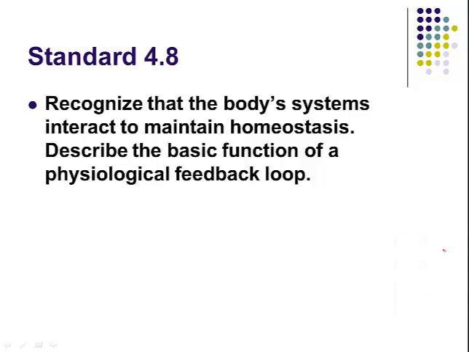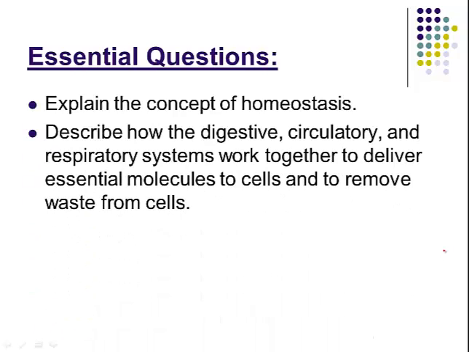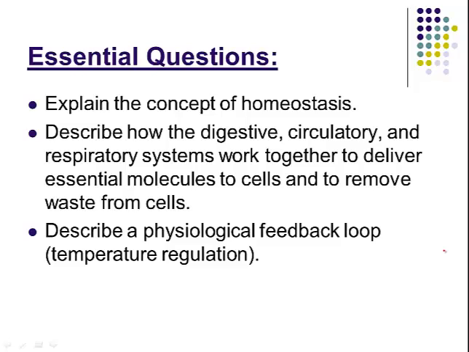Okay, we are now going to look at standard 4.8, which is basically all about homeostasis and how our body maintains stable internal conditions. So you will be able to explain the concept of homeostasis. You'll describe how the different systems of our body work together to move things around and get rid of waste. And you will be able to describe a physiological feedback loop using an example of temperature regulation. We're also going to take a look at blood glucose regulation.